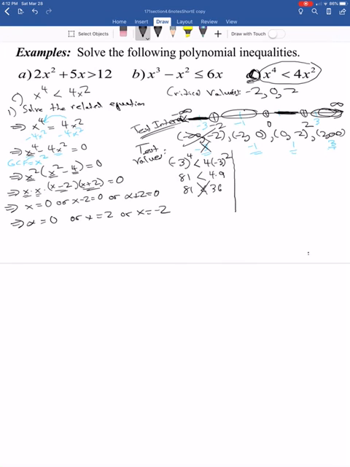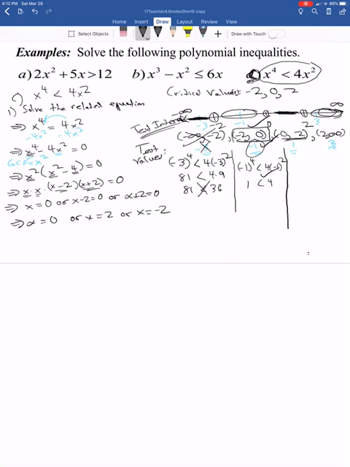Now let's test negative 2 to 0. So we're picking negative 1. So negative 1 to the 4th power, is it less than 4 times negative 1 squared? Well, negative 1 to the 4th power is 1. 4 times negative 1 squared is 4 times 1, which is 4. And yes, 1 is less than 4. True. So this is part of the solution set. So all x values greater than negative 2 and less than 0 we need to include.